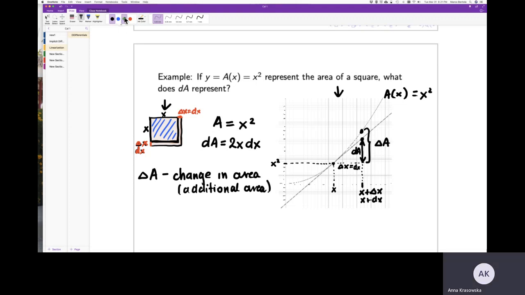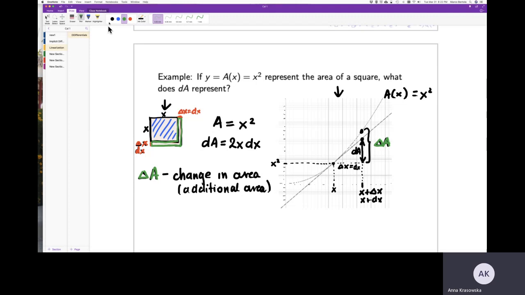What color will we put for this? Maybe green. Okay, so all that additional area is delta A. If length x is increased by delta x, the area is increased by delta A. That will be delta A.